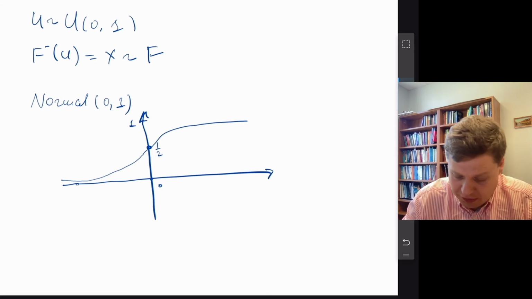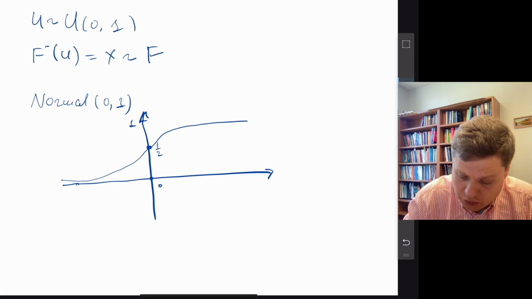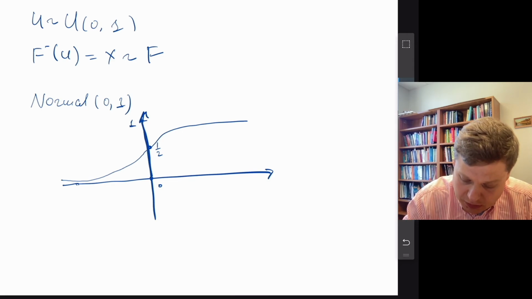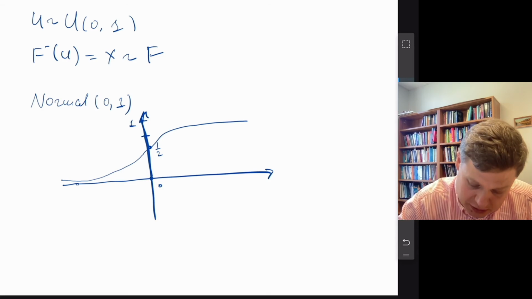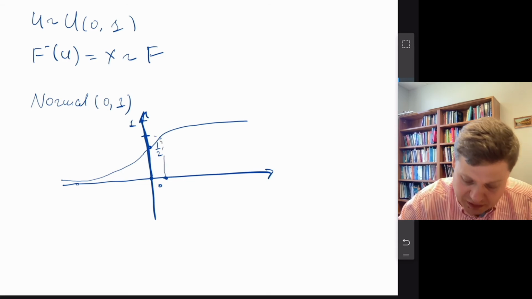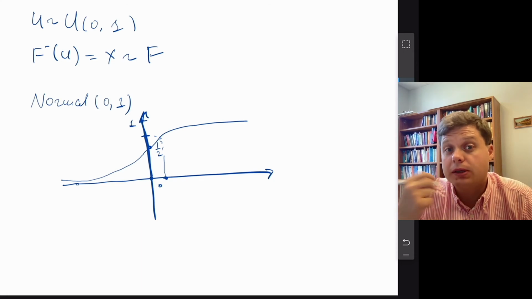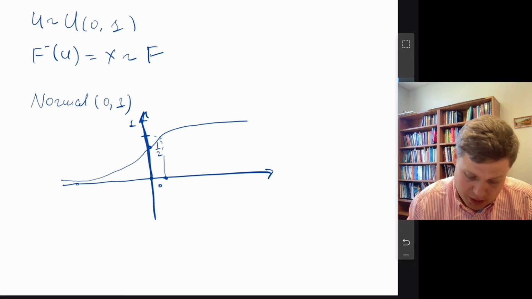And so if you think about this, what a uniform draw gives you is a number between 0 and 1 on this axis here. Let's say you pick a number here, and what you would do is go here and find the corresponding value of X. And this value of X will be the corresponding random draw from this normal 0, 1.